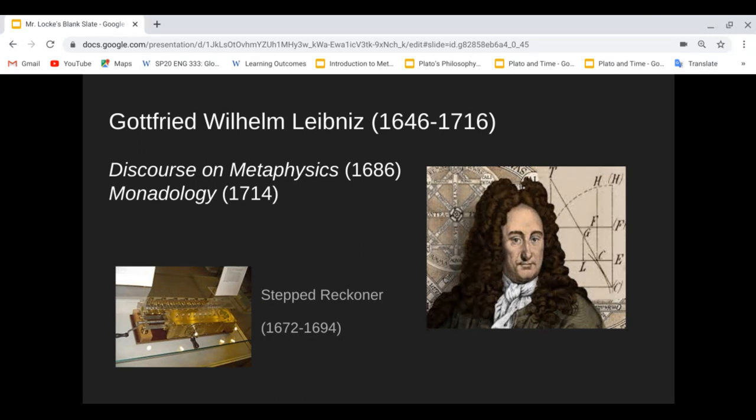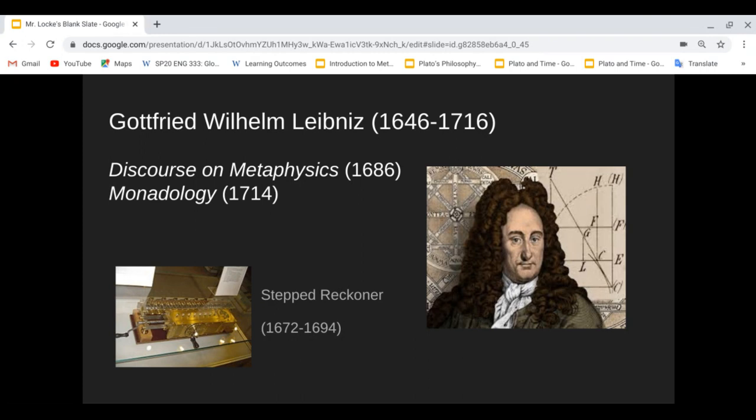Leibniz is a bridge thinker as we move from, say, the empiricists or Descartes, for instance, to Kant. Reading Leibniz can help you to better understand Kant, which then can prepare you for better understanding of Hegel and Marx. Now, we said earlier Leibniz was the inventor of the step reckoner, the first calculator, which is sort of the prototype of the computer. He was also the inventor of life insurance.